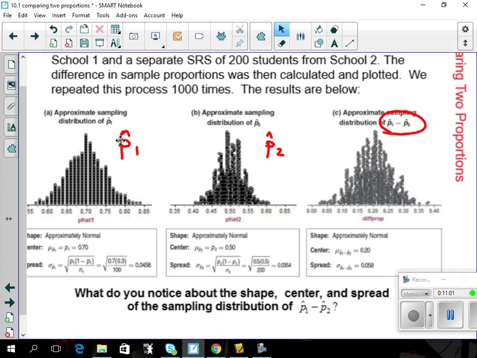The center here is at 0.7. Would you agree? And wasn't that the claim anyway? 0.7? All right. How about p hat 2? Centered at 0.5. Okay. And what do you notice about the difference? The difference, where is it centered?